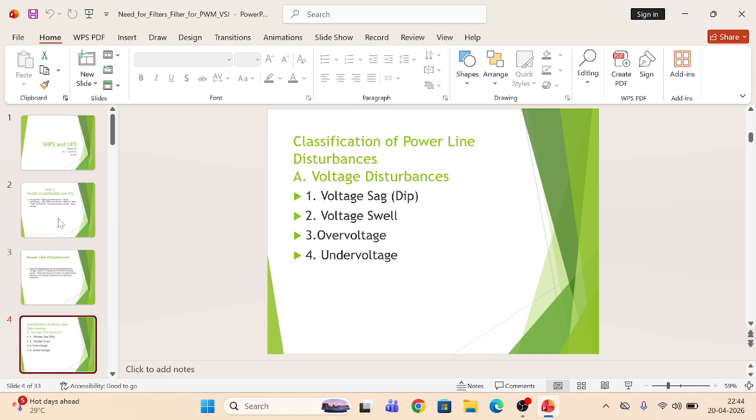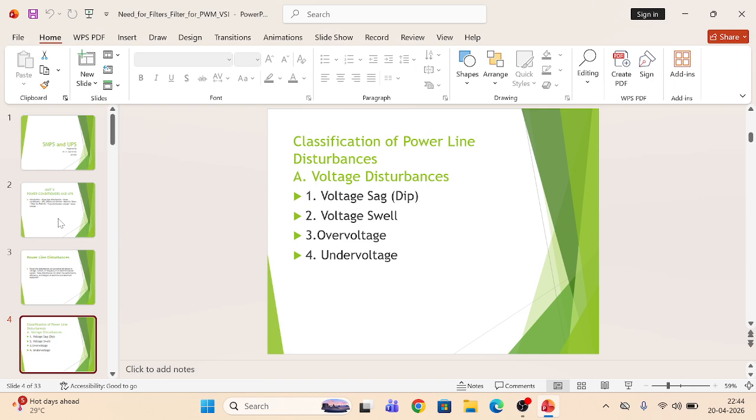Then classification of power line disturbance. Voltage disturbance. The voltage disturbance happens due to voltage sag, voltage swell, over voltage and under voltage. Voltage sag means when you switch on an air conditioner or motor, you may notice the light becoming dim. This is called the voltage sag.